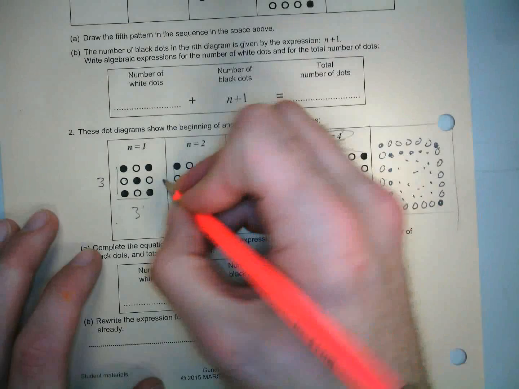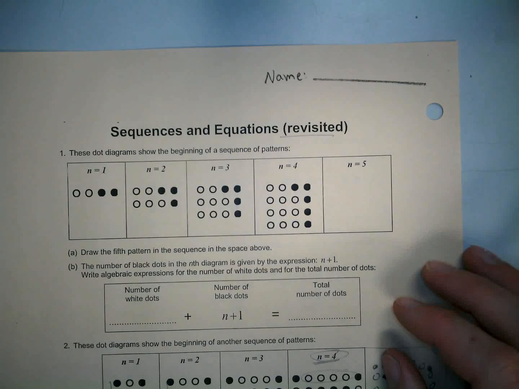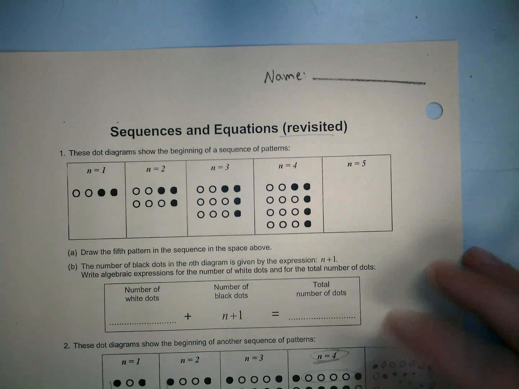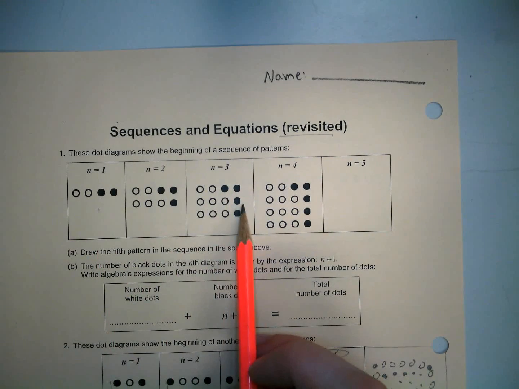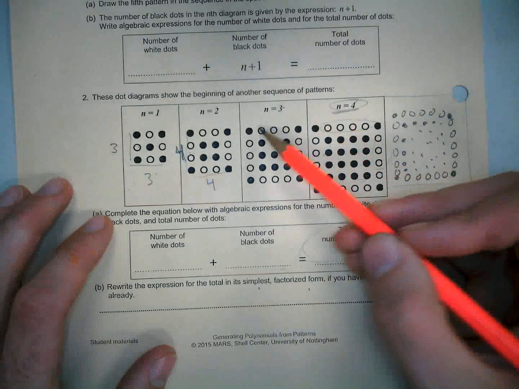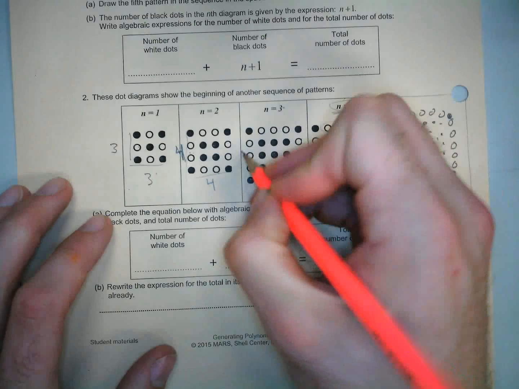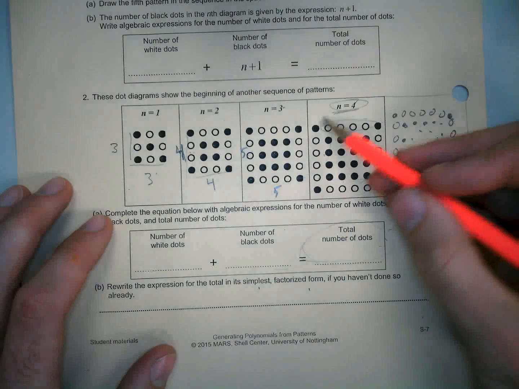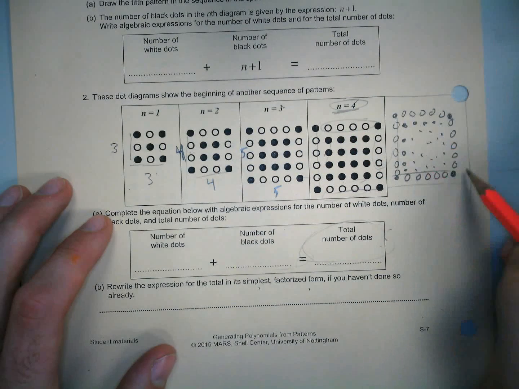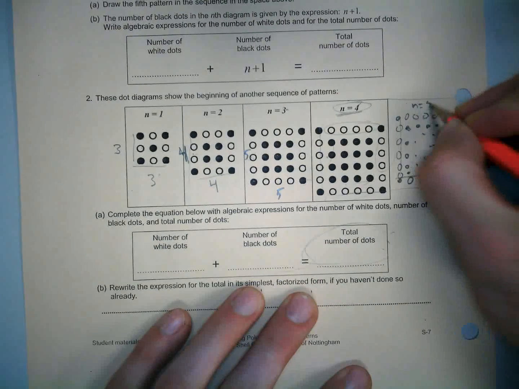These ones happen to be squares. They won't always be square patterns. If you look at the last one, it wasn't always a square. This one is a square, though, each time. N equals 3, 5 by 5. 6 by 6. 7 by 7 for n equals 5.